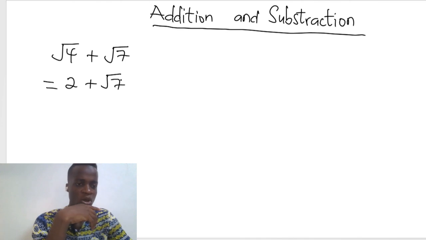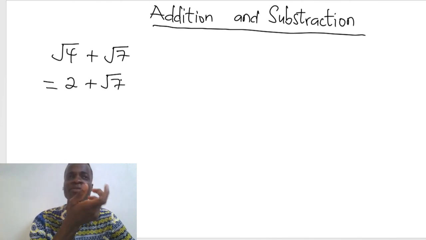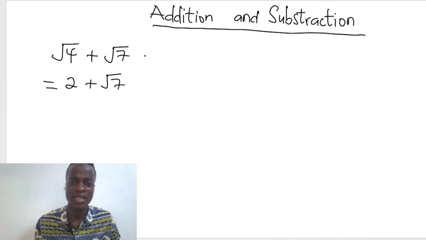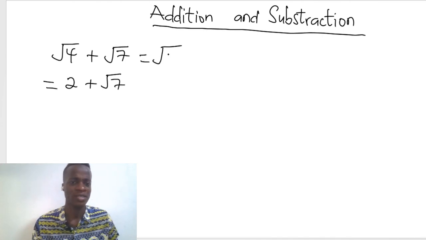Now we are adding things, and you might have some question. There's a number under the square root, and we are having 2 plus square root of 7. You might be thinking at the beginning, why don't we do square root of 4 plus 7 under one square root?